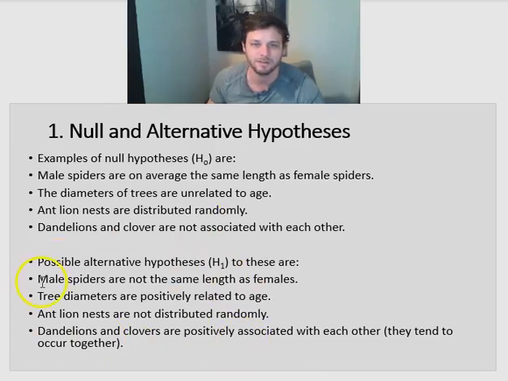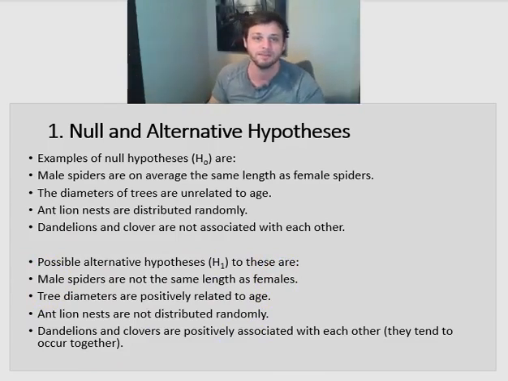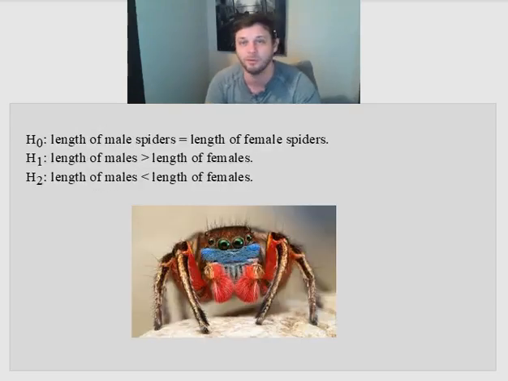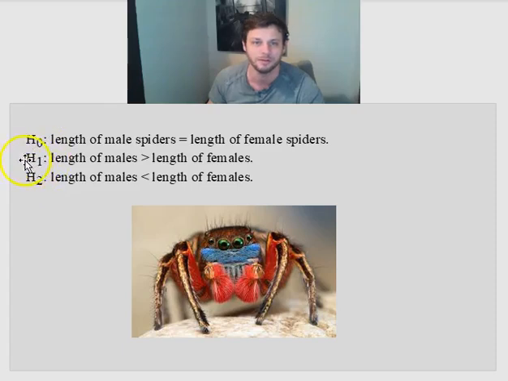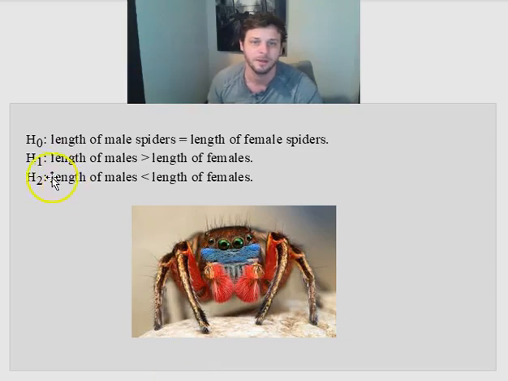If you notice these, especially this one, male spiders are not the same length as female spiders. Well, those male spiders could be bigger, or they could be smaller. And so you can actually come up with more than one alternative hypothesis. You're always going to have one null. There is no difference. But then you can have multiple alternatives, and so you can see H1 and H2 are ways to write your alternatives. You can have H3, H4, H5, just as you start building up your alternative hypotheses. So the males could be larger than the females, or the males could be smaller than the females.